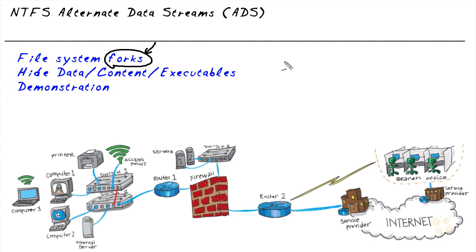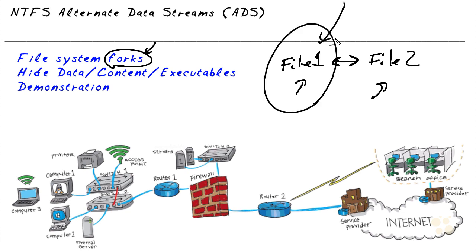So think of it, for example, as file 1 as the Word document, and then file 2 as the attributes associated with that Word document. So we have an association or a fork between those two files. From the user's point of view, all they see is file 1, but in reality, file 2 is supplying additional content. And to the untrained eye or to the unsuspecting victim, we can hide data or content or executables as part of that file 2.